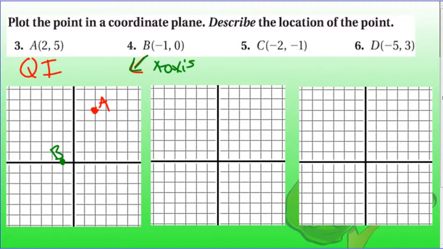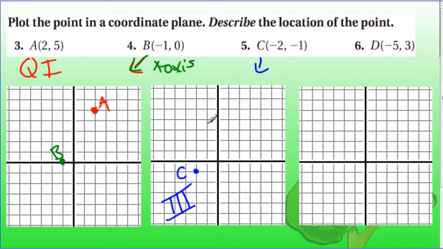Number 5. I'll do 5 and 6 on this one. Number 5 has a coordinate negative 2, negative 1. Okay, so negative 2, negative 1. Sideways to negative 2, up and down to negative 1. That's point C. And that's definitely in quadrant 1, 2, 3.